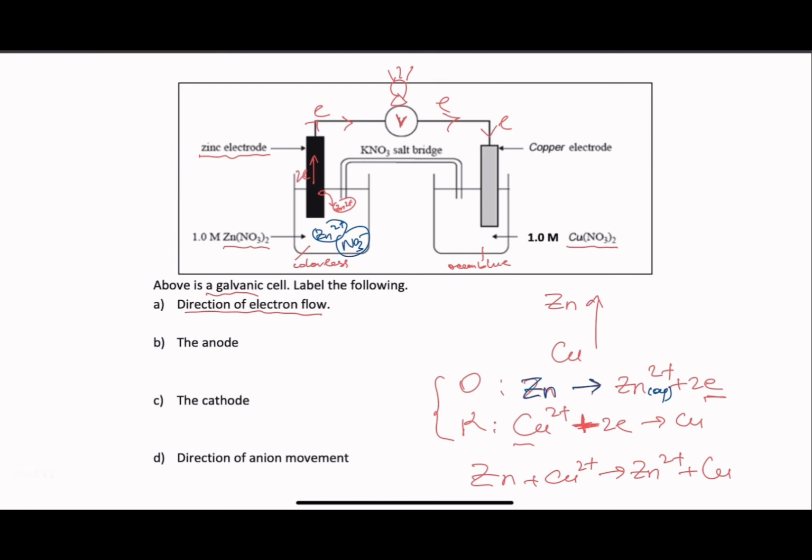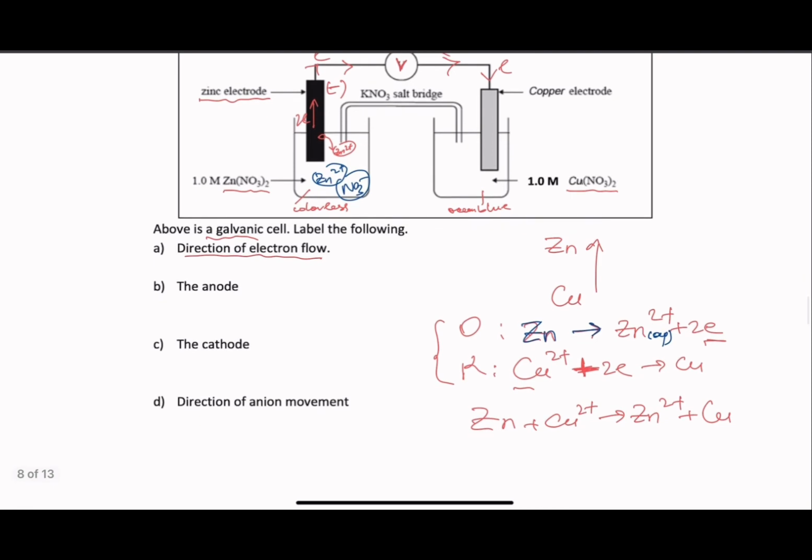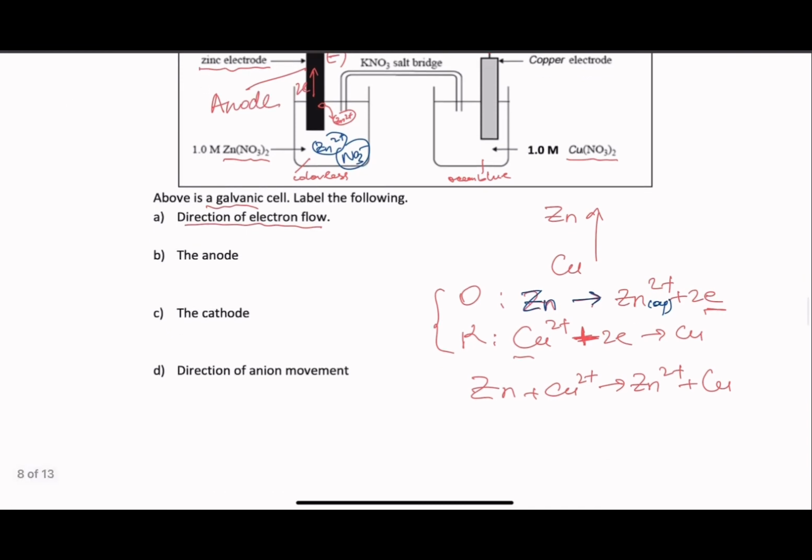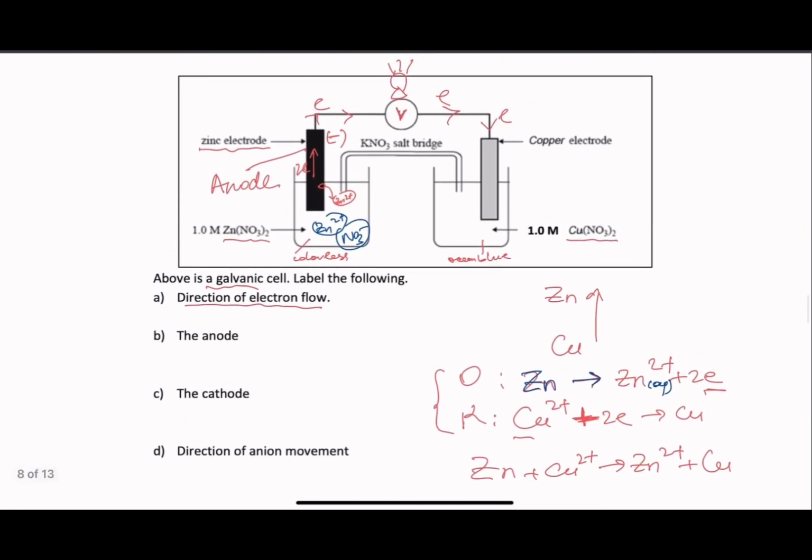Electron will leave which kind of electrode? The negatively charged electrode. And because oxidation happens here at the zinc electrode, this is called the anode. Okay, so it's asking the direction of electron flow. We said that it goes from zinc to copper electrode. This is the answer for A.